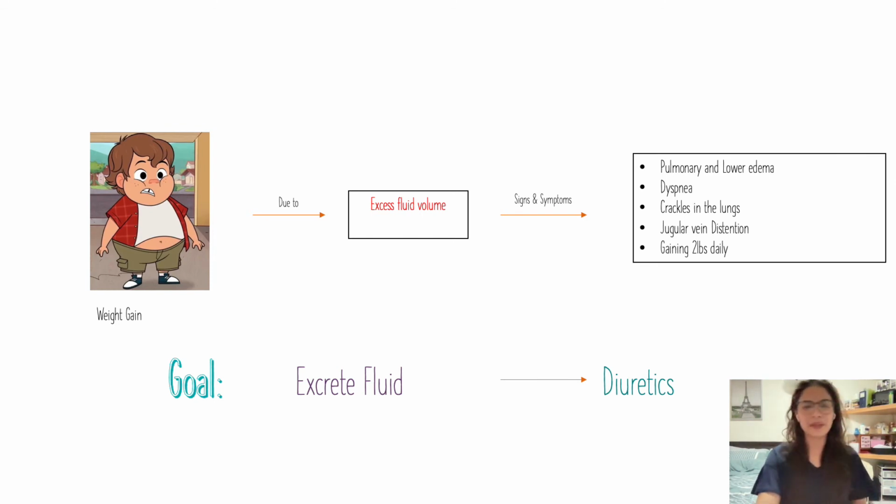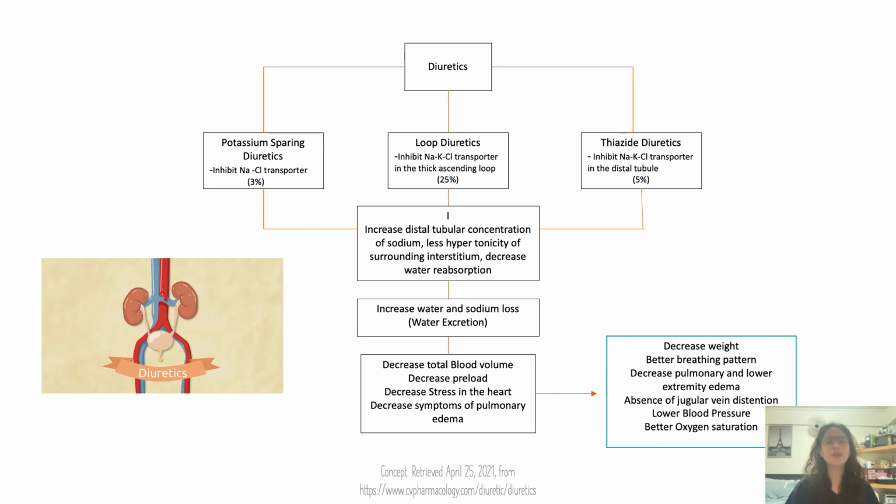So our goal will be to excrete this fluid by using diuretics. The first one is potassium-sparing diuretics, which inhibits the sodium and chlorine transporter in the collecting duct. The second one are loop diuretics, which inhibits the sodium, potassium, and chlorine in the thick ascending loop.